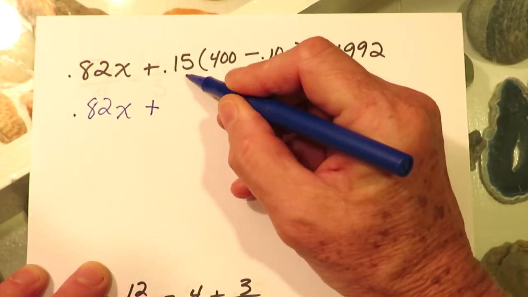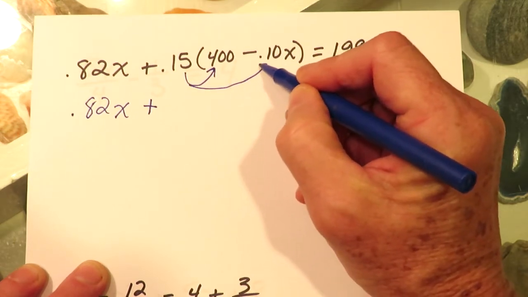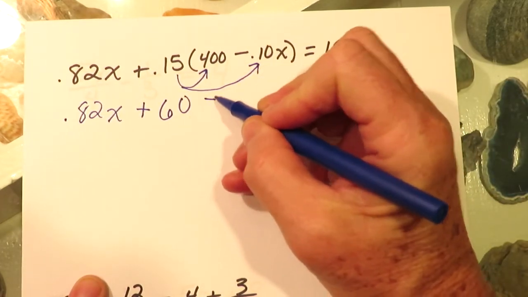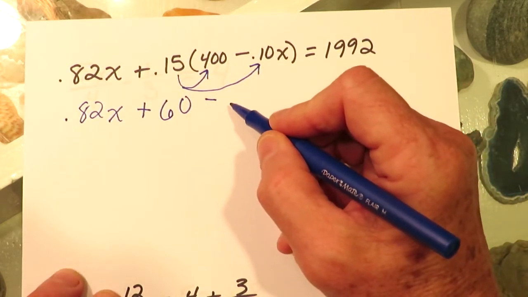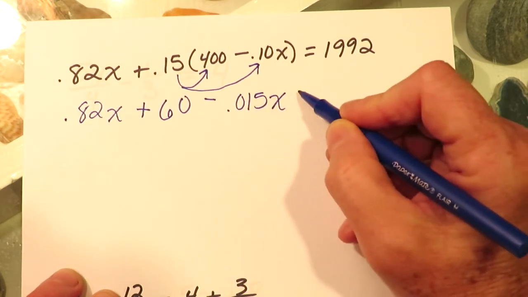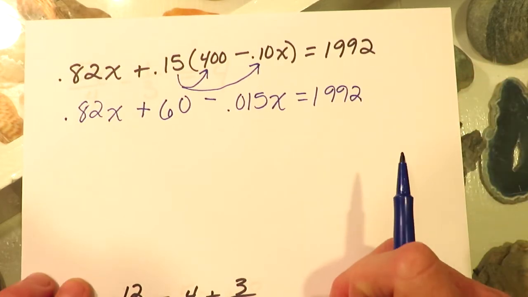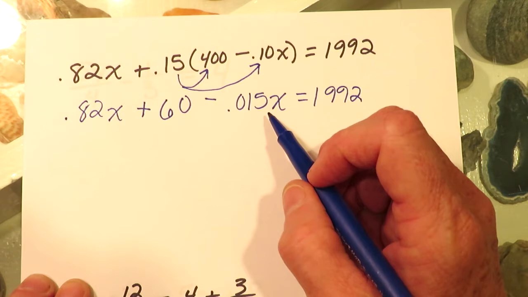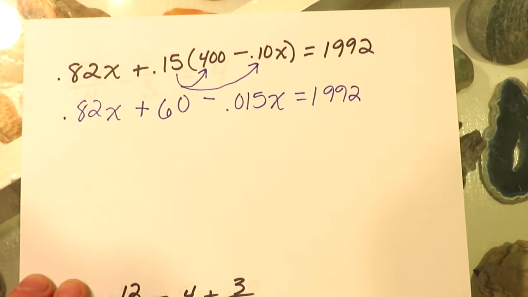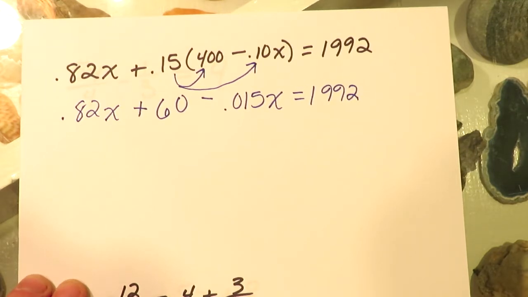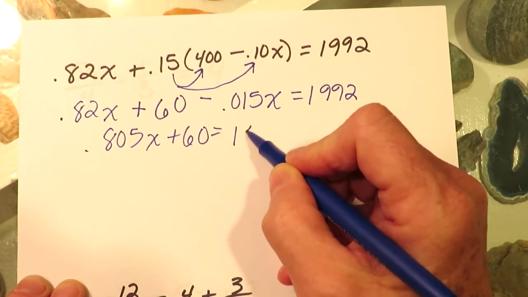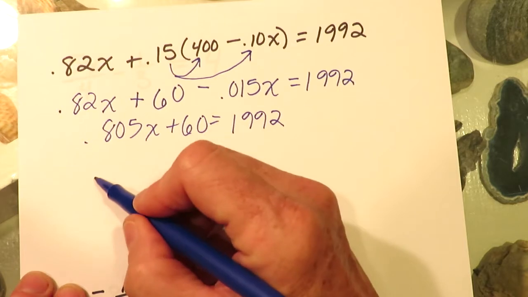So if I take 0.15 and I distribute across this difference, then I get 0.15 times 400 is 60, and 0.15 times 0.10 is 0.015, and that is the new coefficient on that x. So now that I did that, I want to look and say, oh, you know what? This is an x term and this is an x term. I can put those two together. So if you combine those two like terms, we get 0.805x plus 60 equals 1992. And then I'm trying to solve for x.